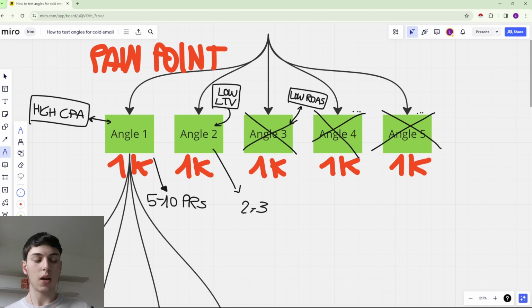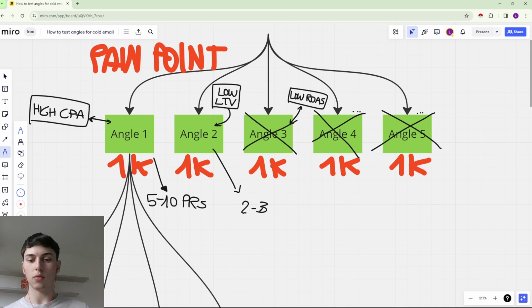Now these numbers are arbitrary, so don't rely on them. These numbers in terms of positive replies, 2 to 3 out of 1,000 leads, really depend on your offer, your target market, your product market fit, and the competition and saturation of the target market you are in. For example, if you're selling Facebook ads to e-commerce brands, those positive replies will be lower compared to selling a unique offer to a blue ocean market that has never heard of your offer. So just don't rely on those exact numbers.